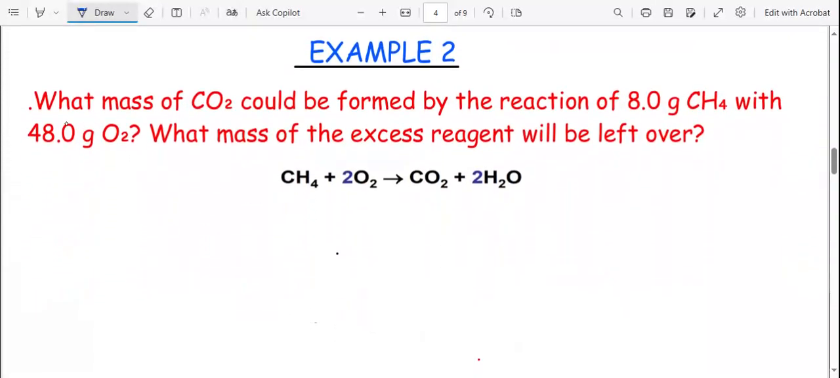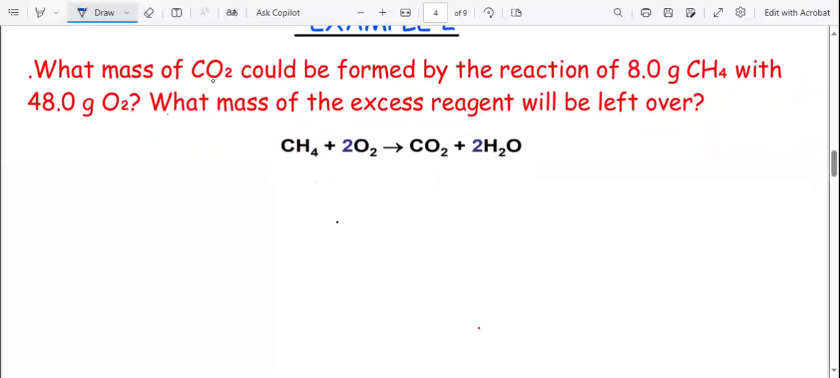So we have another question here. What mass of carbon dioxide could be formed by the reacting of 8.0 grams of methane with 48.0 grams of oxygen? What mass of excess reagent will be left? So there are two questions. What mass of carbon dioxide? This will be found like what we have just done on top. Then again, they're asking what mass of the excess reagent will be left over. So again, we are talking about the mass of one of these two that will be left over. So pay attention, and we'll be able to do it properly.